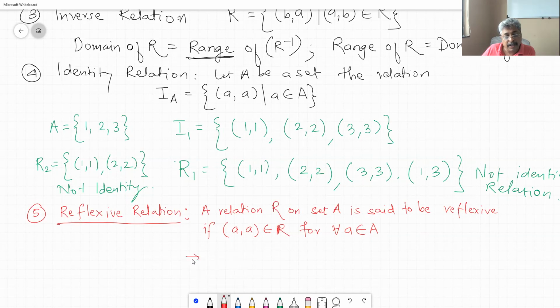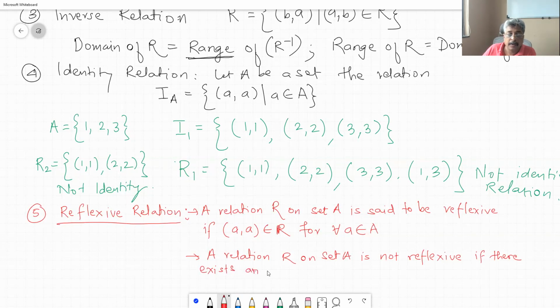A relation, immediately after that, let us write: a relation R on set A is not reflexive if there exists an element a belonging to A such that (a, a) does not belong to R.